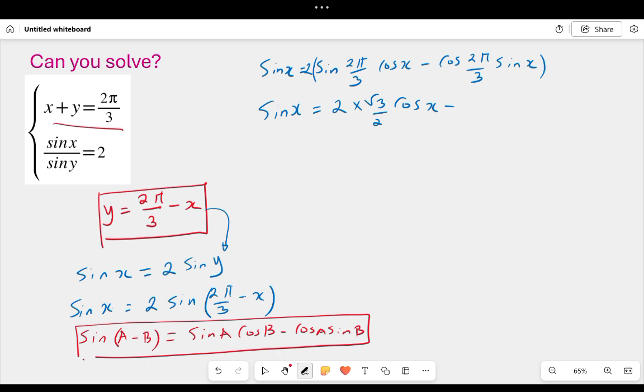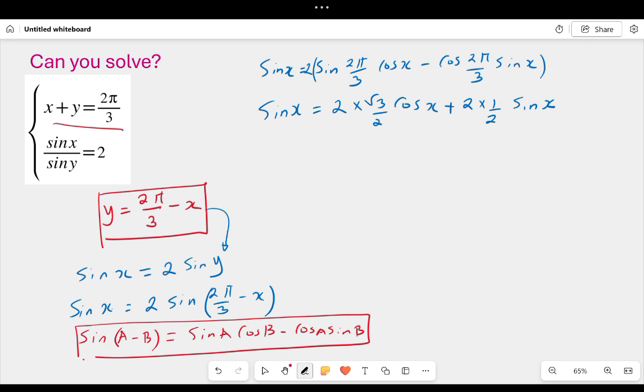Cosine 2 pi over 3, this is like 120 degrees. So the cosine of 120 degrees is going to be negative 0.5, and a negative and a negative, so it's going to be a plus here. So it's going to be cosine 1 over 2. Because we are multiplying by 2 all over, so times 1 over 2 sine x.